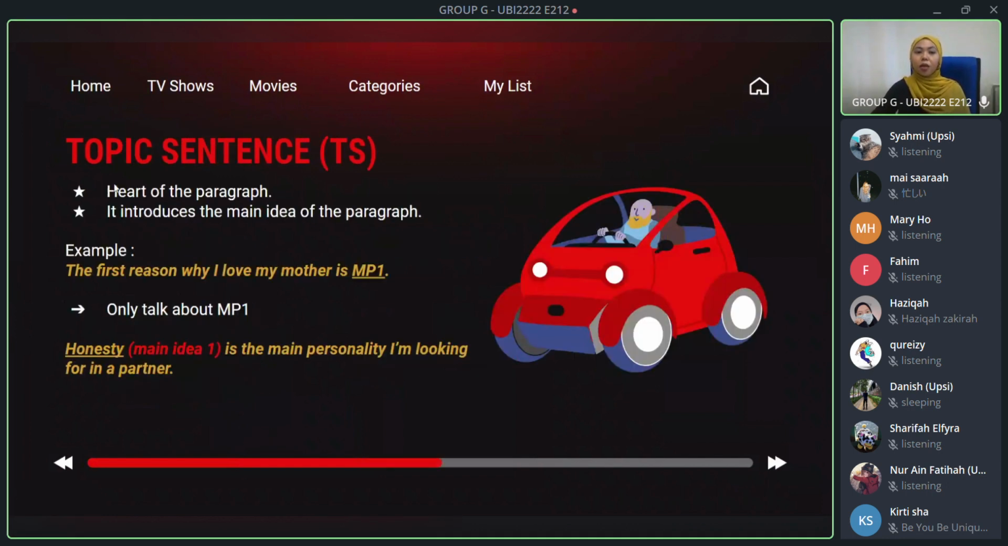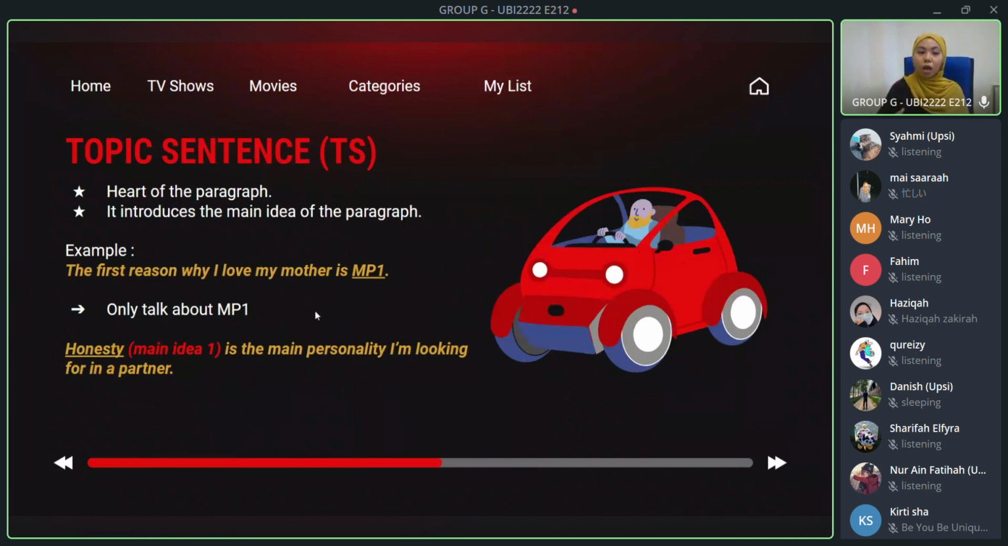So let's look here. It is the heart of the paragraph. It introduces the main idea of the paragraph. Now, the first reason why I love my mother is main point 1. Let's say I love my mother because she is caring, she is responsible, and she is also pretty. That is my thesis statement. I give you 3 reasons why I love my mother. So now I want to start talking about how she is a caring person. Main point 1: start talking about caring. And then next, I love my mother because she is a responsible person, and talk about how she is being a responsible person. That is a topic sentence.